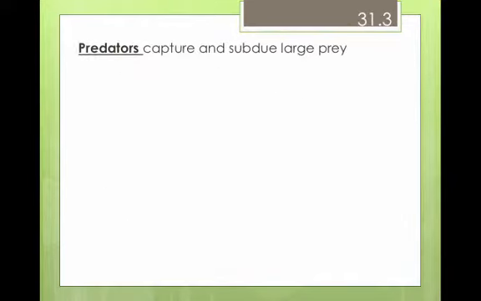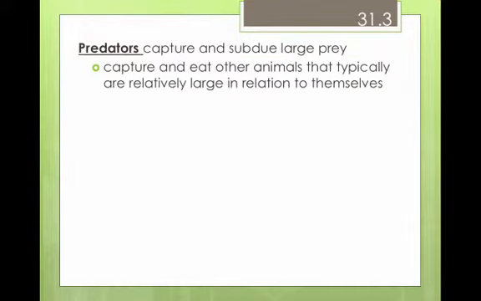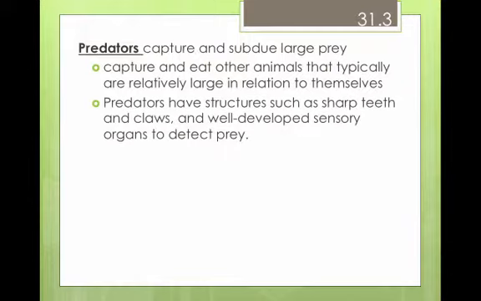So predators capture and subdue large prey. When they capture and eat other animals, the prey are typically larger than themselves. So predators have structures such as sharp teeth and claws and well-developed sensory organs to detect prey. One example of a sensory organ used to detect prey is the two eyes in front of our face. For example, we are predators, and these help us gauge distance. That's one of the major sensory organs that helps us basically be a predator.